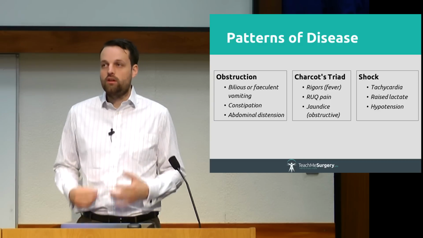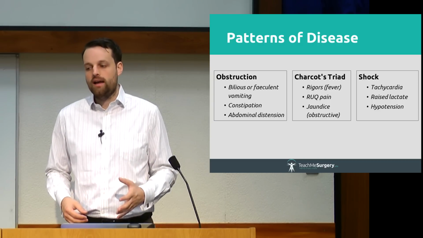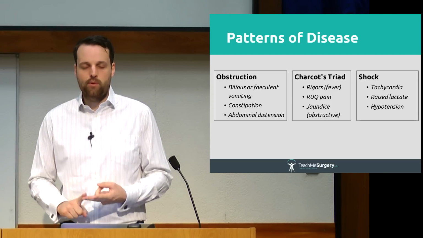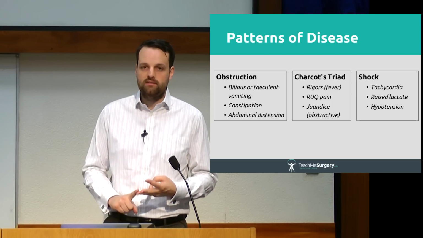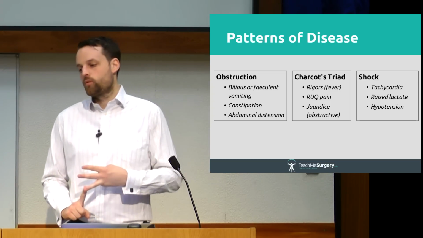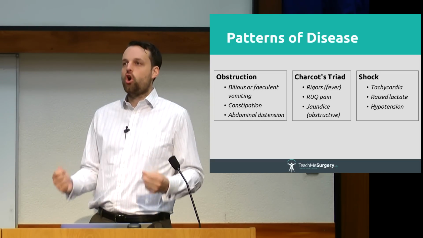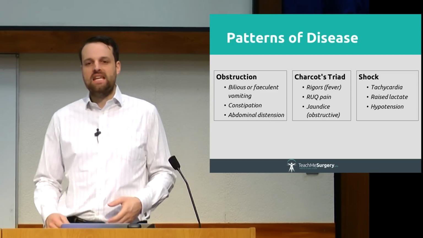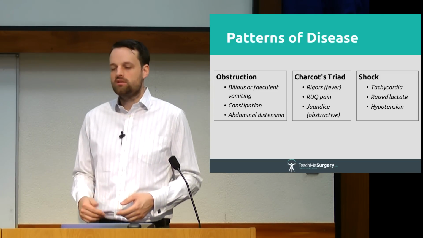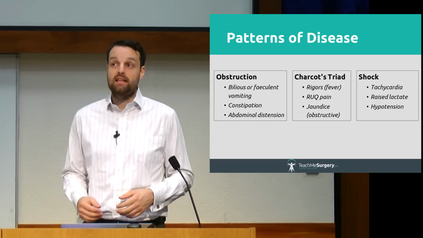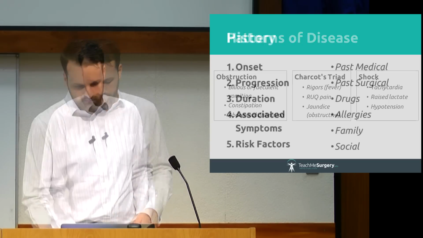Also, other things to be on the lookout for would be Charcot's triad. So you need to be asking about the presence or absence of fever, right upper quadrant pain, and jaundice, which is obstructive, with dark urine and pale stools. And shock as a general concept. So thinking about tachycardia and palpitations, thinking about looking for hypertension, and also trying to ascertain a serum lactate.